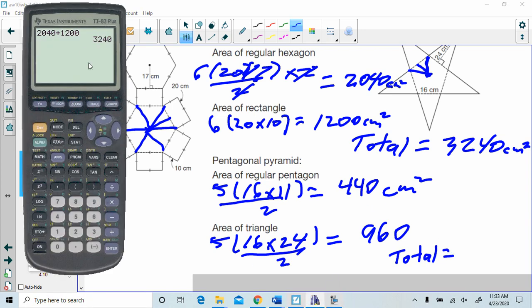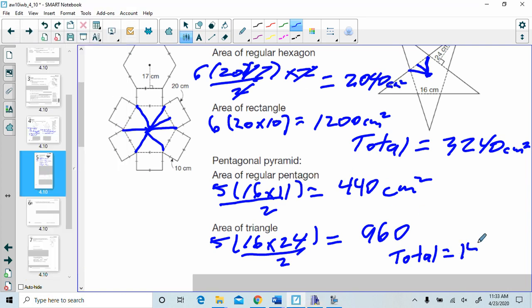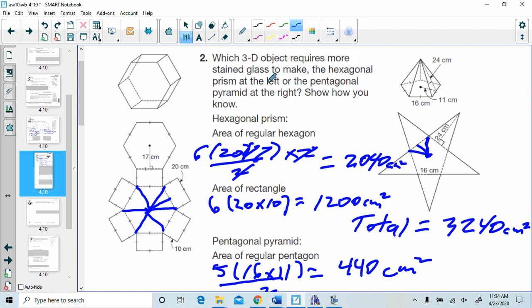Again, just to show that, 440 plus 960, we get to 1400. So we just put that down here, so 1400. And that is, again, centimeters squared. Okay, so to go and just double check, it says which figure requires more stained glass? Well, then that will be the hexagonal prism. It obviously requires more.